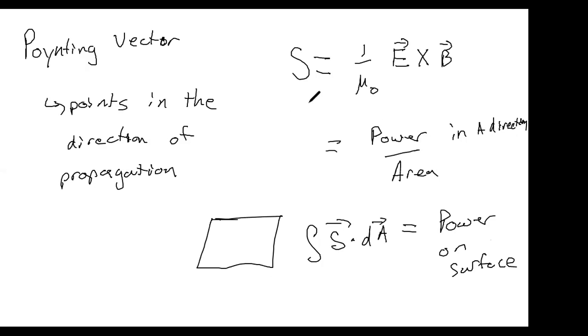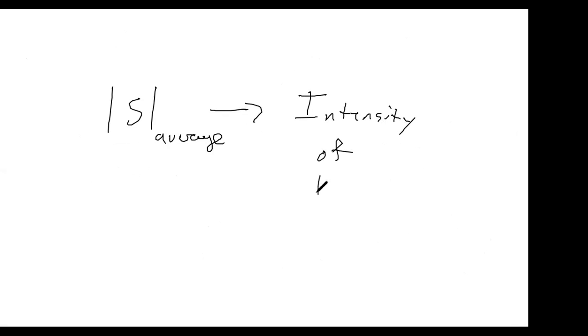But basically, what I really want to say is, in everyday terms, when you calculate the magnitude of S and you average it, using the same thing, the RMS value, or you replace sine squared with a half, the average value is what we call the intensity of light.